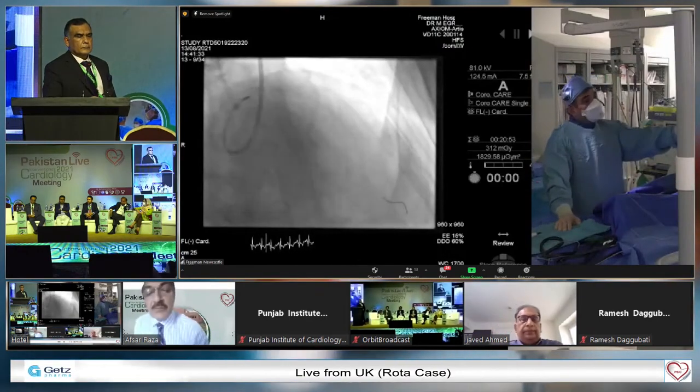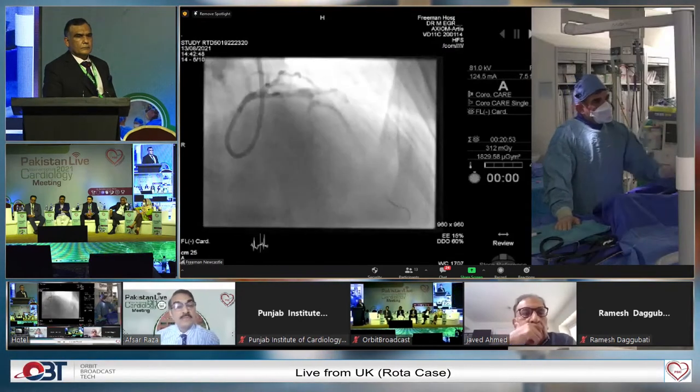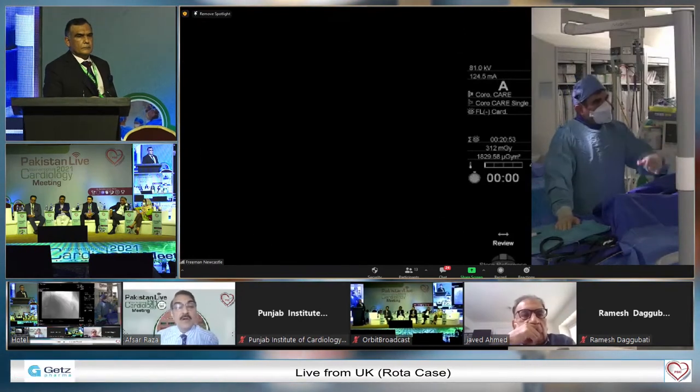Here I did the left main first and then this is the polishing run. Next. You could see the burr went slowly and nicely. Next one.